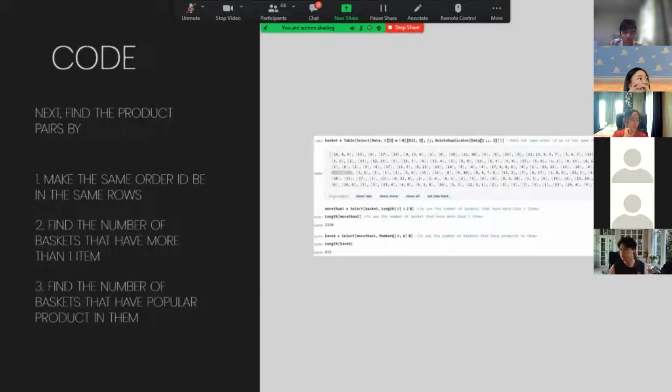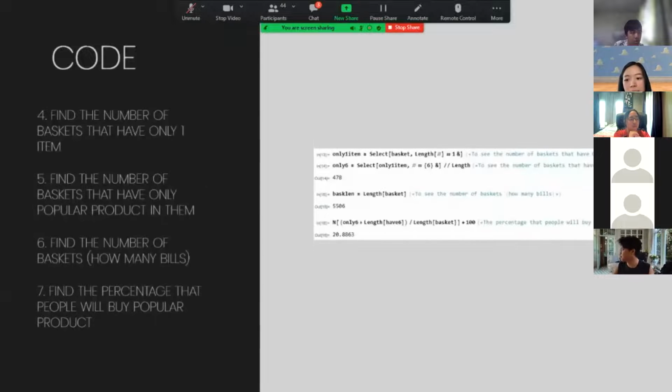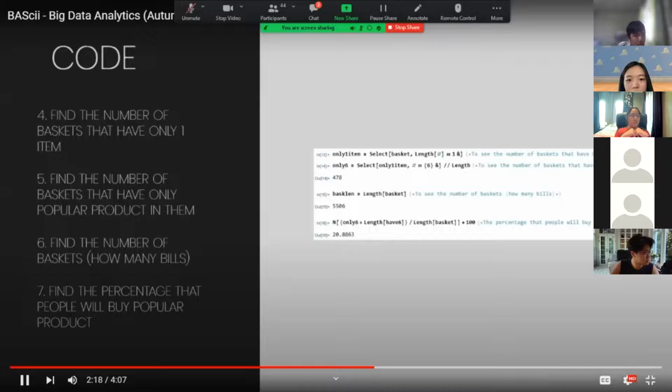So next is to find the product pair by making the same order ID be in the same rows. So it can be more than one product ID per one order ID, because the dataset I use has only one product ID per one order ID. Then find the number of baskets that have more than one item, and the number of baskets that have the popular product in them, by using the select command. And then use the select command again to see the number of baskets that have only one item, and the number of baskets that have only product 6, which is the most popular product. After that, I use the length command to see the number of all baskets, like how many bills there are in the dataset. And I find the percentage that people will buy the popular product, which is 20.89%.